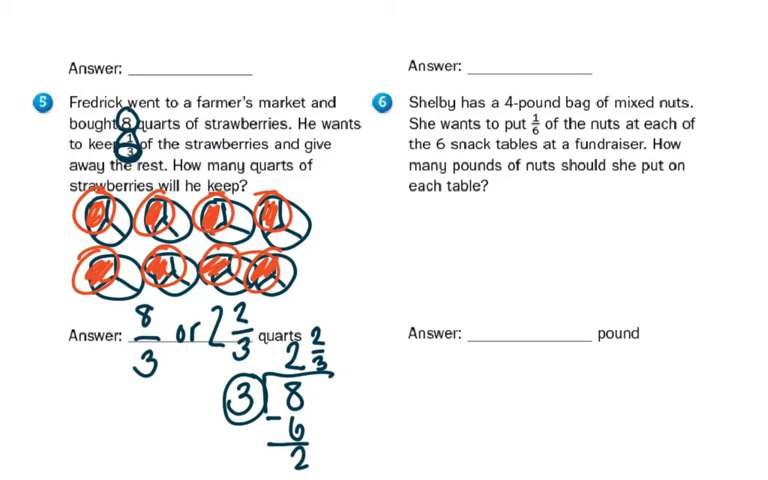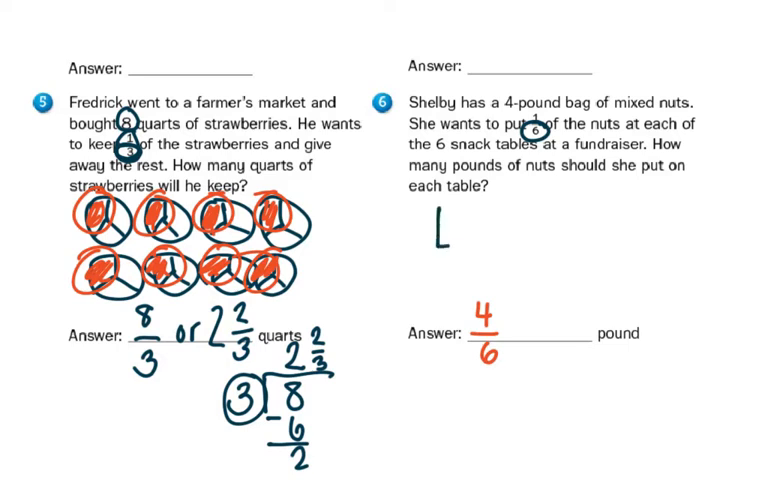Number 6, Shelby has a 4-pound bag of mixed nuts. She wants to put 1/6 of the nuts at each of the 6 snack tables at the fundraiser. How many pounds of nuts should she put on each table? Okay, she has 4 pounds, and 1/6. She's going to divide into 6. So will it be more or less than a pound per table? 4 pounds, 6 groups. Less than a pound. So we would write 4/6. Remember, the denominator never ever changes. So if you're wondering, do I put 4 in the bottom or 6? The 6 never changes. So we know 4/6.